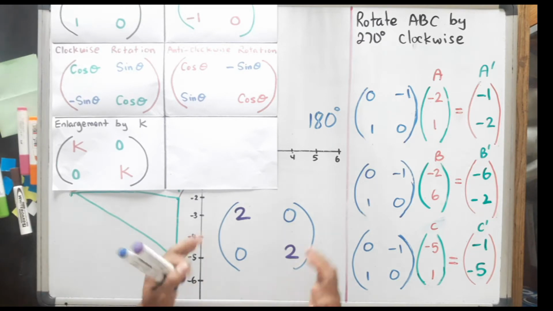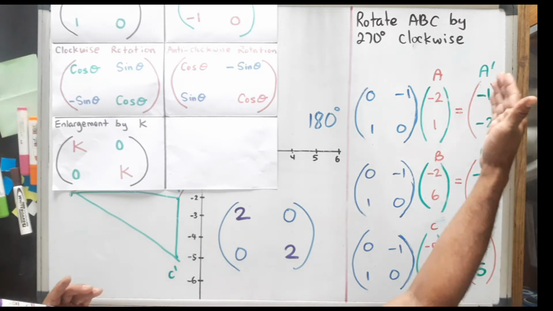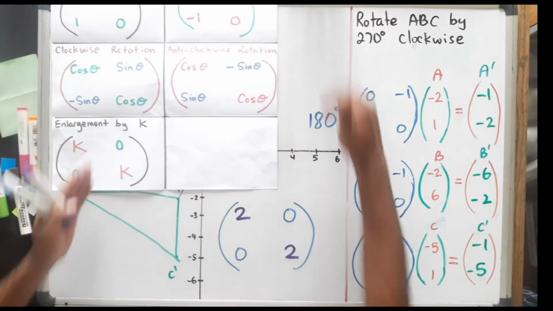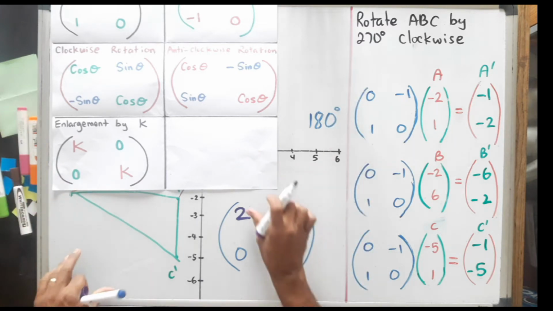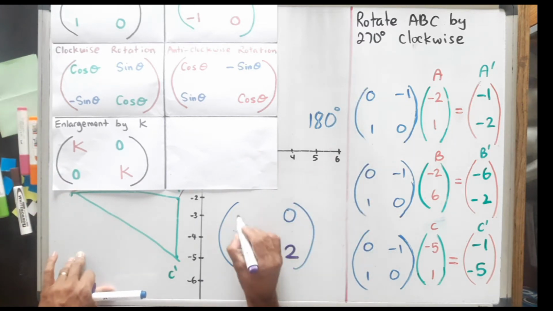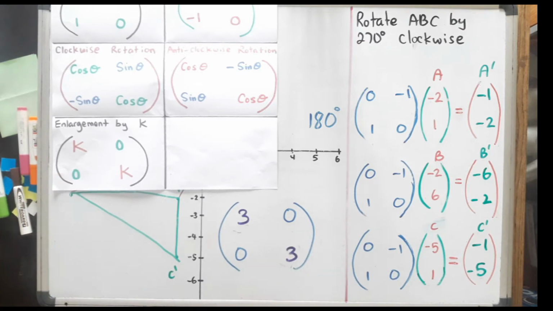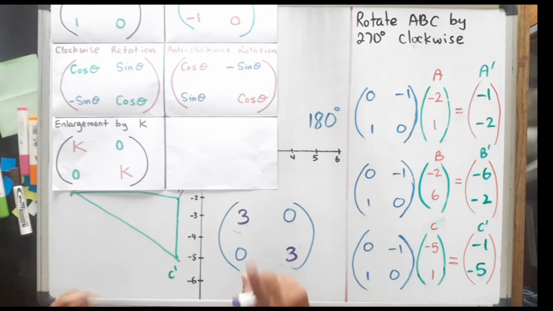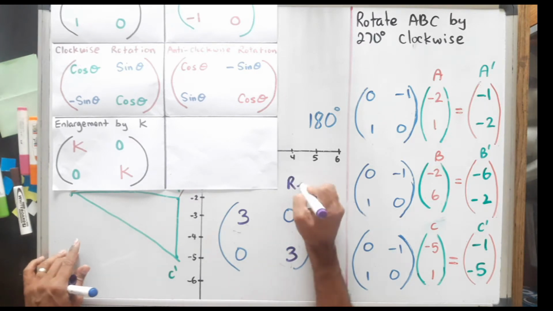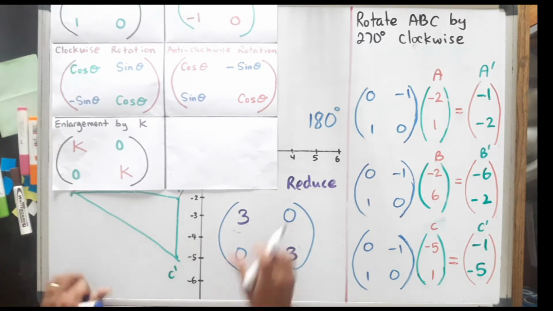And what you would do is take this matrix and multiply by all the points, and the answers you get when you plot it on a graph, the object will look twice as big. If they tell you to make it 3 times larger, you just replace the k's with 3. If they tell you to reduce it by a factor of 2, notice I only gave you the enlargement matrix.